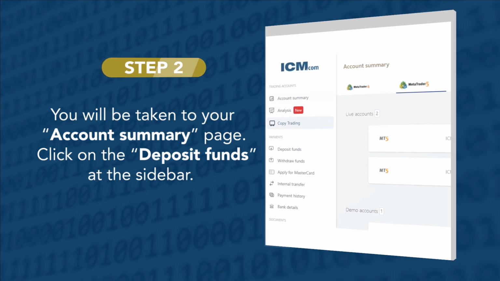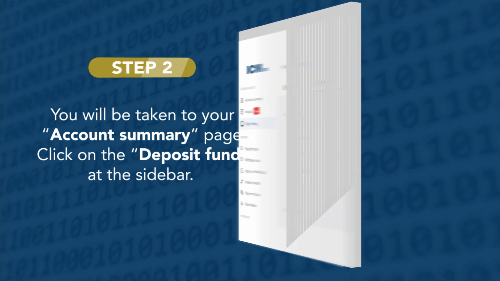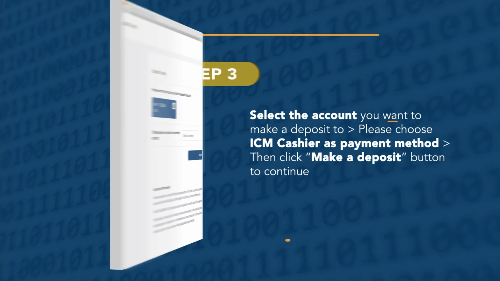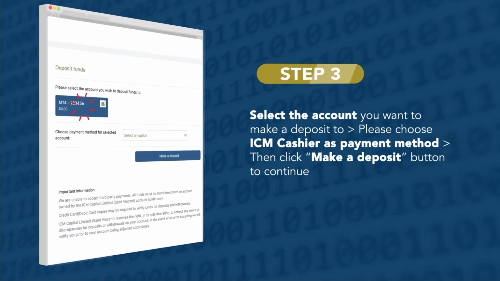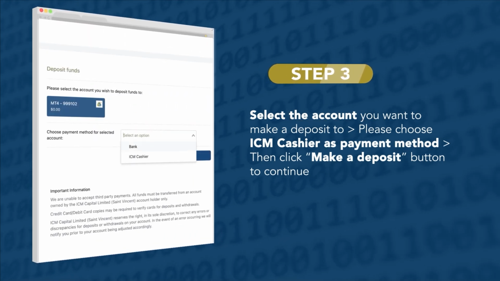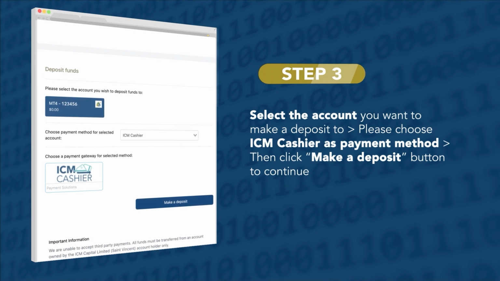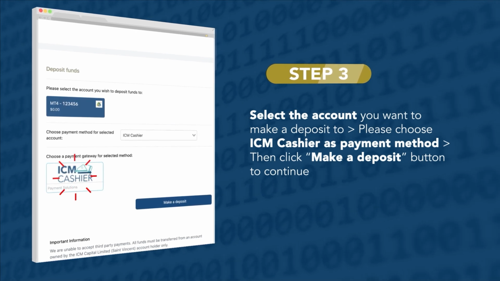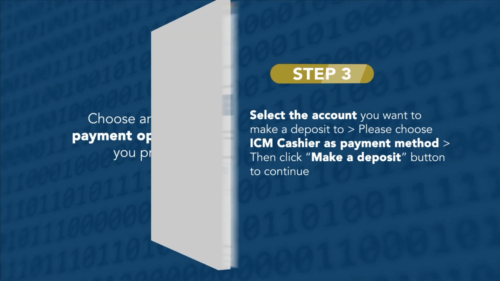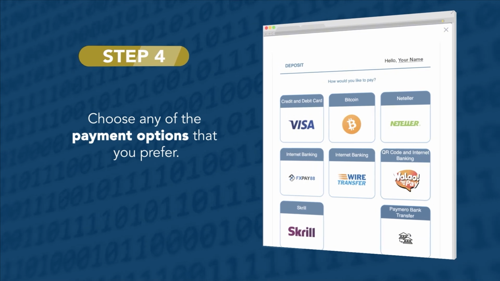Click on the Deposit Funds at the sidebar. Select the account you want to make a deposit to. Please choose ICM Cashier as payment method, then click Make a Deposit button to continue. Choose any of the payment options that you prefer.